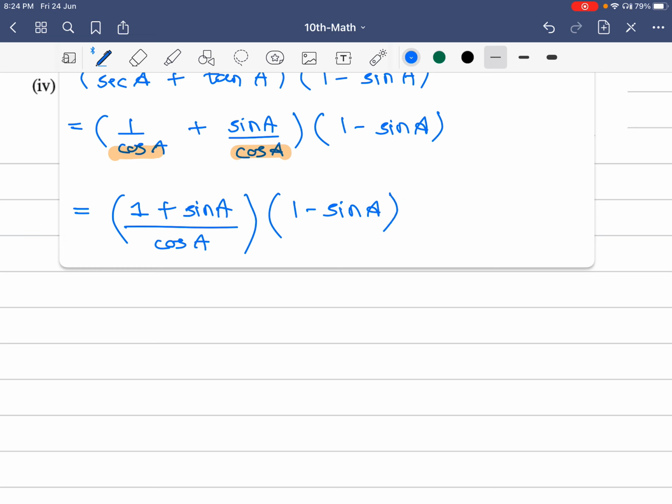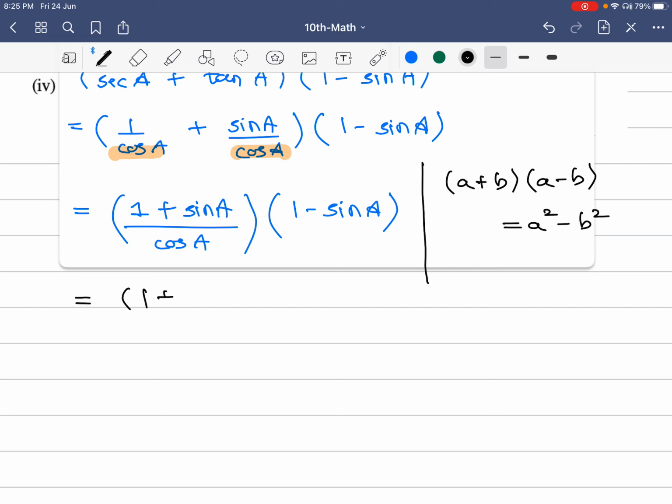So be careful of the brackets, don't mess up with the brackets. Now everything is in sine and cos. Now we go ahead and open up the brackets. As you can note, this bracket is a plus b, and this bracket is a minus b. So let's make a note here. We know that a plus b multiplied by a minus b is equal to a square minus b square. So we are going to use this same identity and solve this ahead.